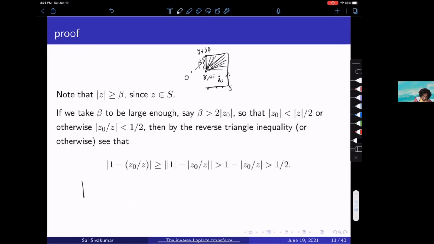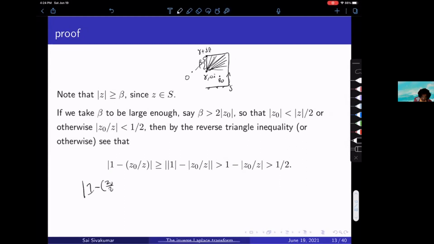You could try just taking this and then adding and subtracting 1. So then we can do 1 minus z naught over z plus z naught over z. And then take that as one term, take that as another, and then that will be bounded above by the absolute value of 1 minus z naught over z plus the absolute value of z naught over z. Right, but this is of course still equal to 1.